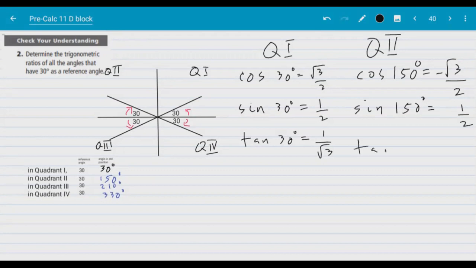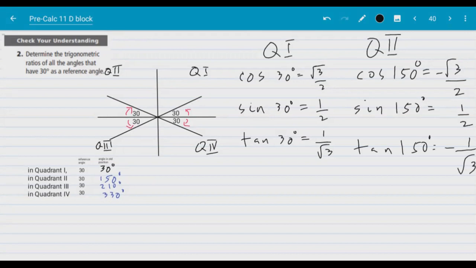What is the tangent of 150? So again, it is going to share the same trig ratio because it has the same reference angle. It's going to be 1 over root 3. But then the tangent in quadrant 2 is going to be negative. Okay. So guys, what do you notice?